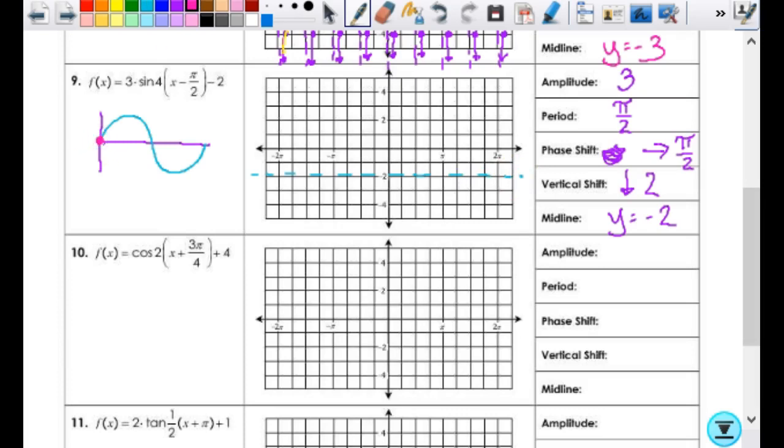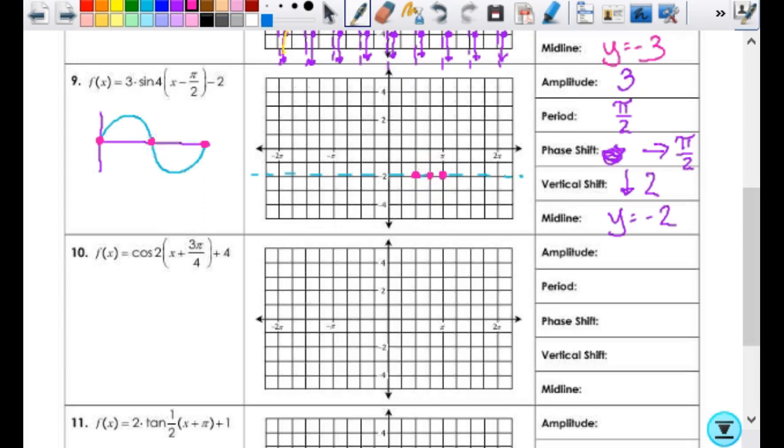Okay, so sine starts at 0, 0. Because of the midline, this is my new 0, 0. The amplitude does not affect 0, 0, but I have a phase shift of pi halves, so I move to the right pi halves. I want the end point of the period. The period is pi halves long. So I go pi halves from that point, which would be right there. There's the end of the period. Then half, half, half. Halfway in between those two is that third intercept right here.